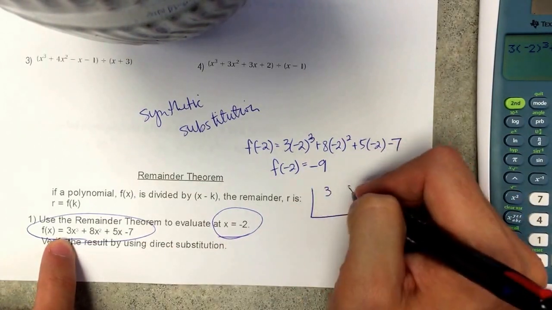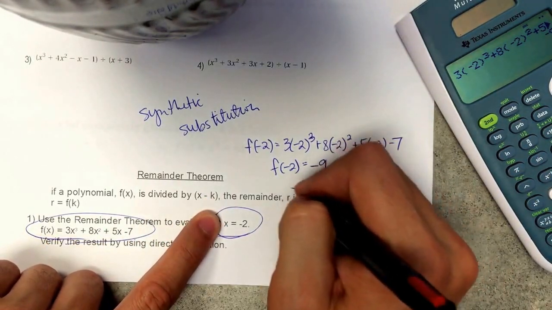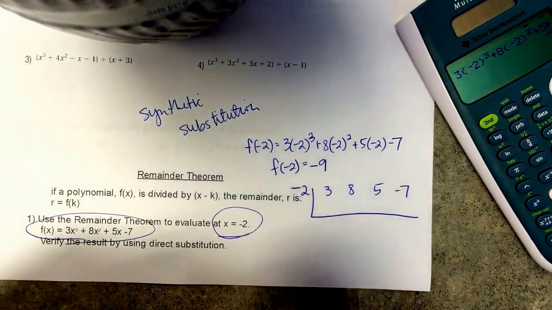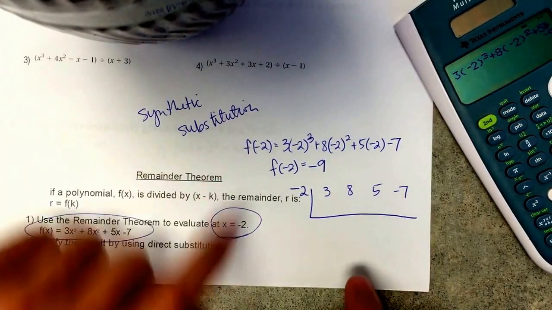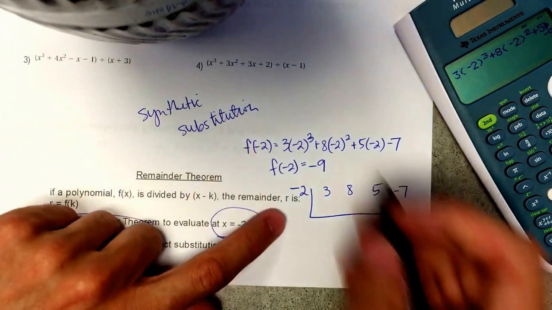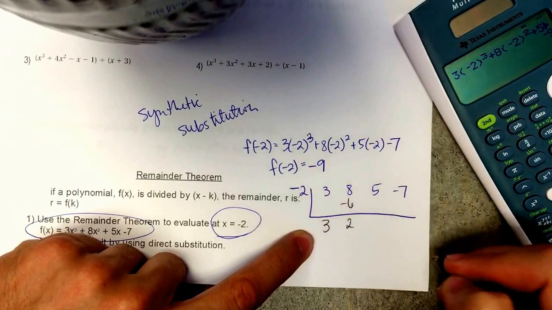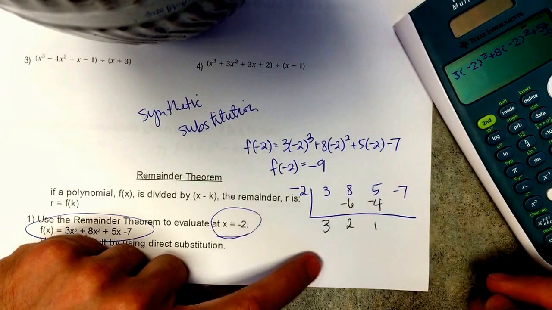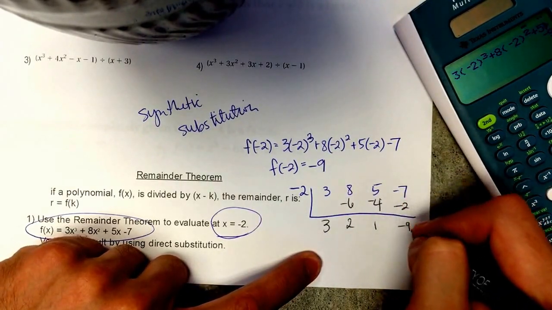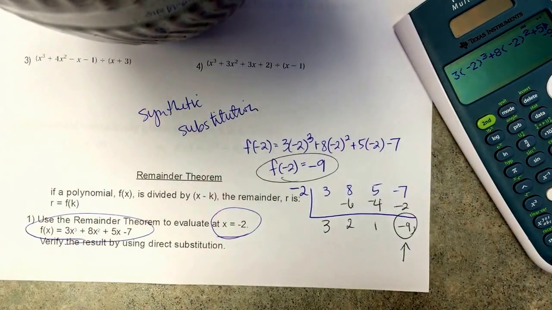Listing the numbers, 3, 8, 5, and negative 7. X equals negative 2 is the 0. So that's what we're going to use. And let's find out if my remainder comes out the same as my evaluation. And if I did this correctly, it should come out the same. Drop the 3 and multiply. You get negative 6. Add, you get 2. Multiply, you get negative 4. Add, you get 1. Multiply, you get negative 2. Add, you get negative 9. And notice that my remainder here is the exact same thing as I got when I evaluated using negative 9. That's called remainder theorem.